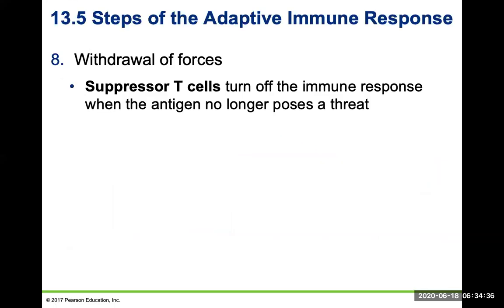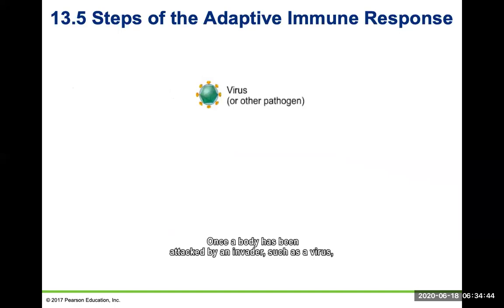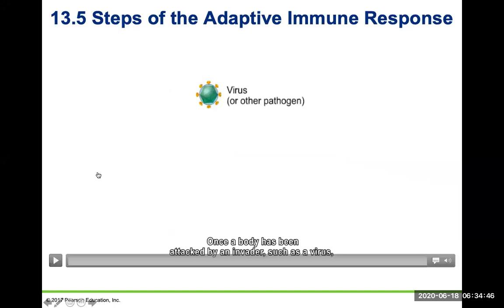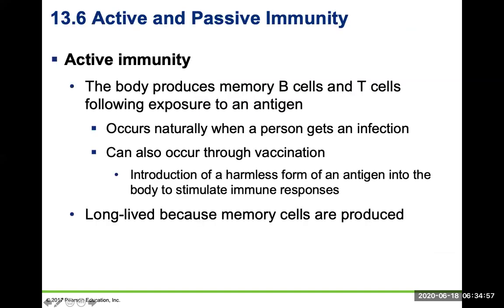Withdrawal of forces: suppressor T cells will turn off the immune response when the antigen no longer poses a threat. So that's kind of the last step there. And this is a great look at all of the steps in the adaptive immune response. I know it's kind of complex and involved, but they all go in order and hopefully make sense.